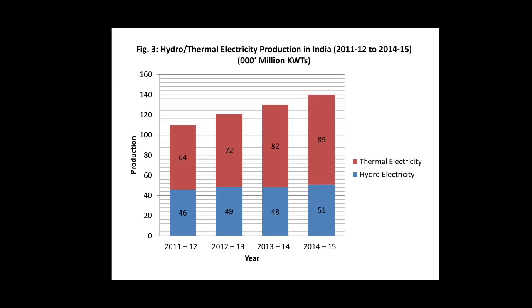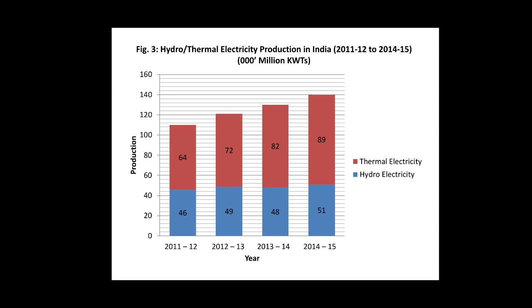As shown in figure given here in this slide, the length of the bars are in proportion to the total electricity production. Each bar is then divided into two parts. The part shaded with blue color shows the data relating to hydroelectricity production, and the part shaded with maroon color shows the production of thermal electricity in India during 2011 to 2015.